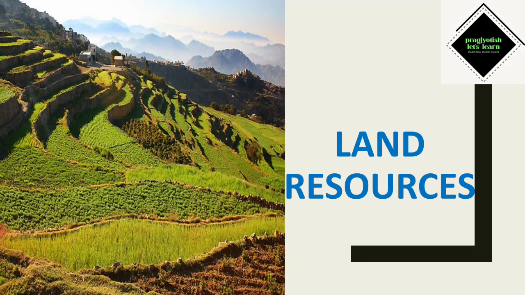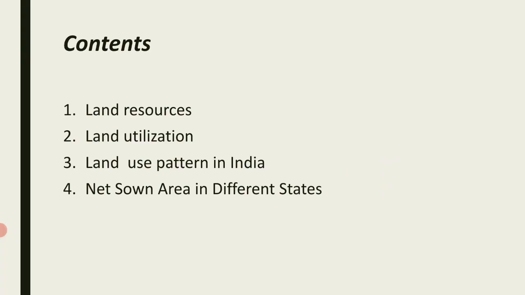So today in this video we are going to discuss land resources of India, and the topics to be covered in this video are: number 1, land resources of India. Next is land utilization, that is how in India the land is being utilized. Third is land use pattern in India, as the land is getting utilized and the pattern of use we are going to discuss. And the next is net sown area in different states. So let's start the video.